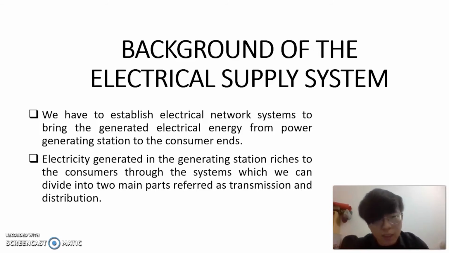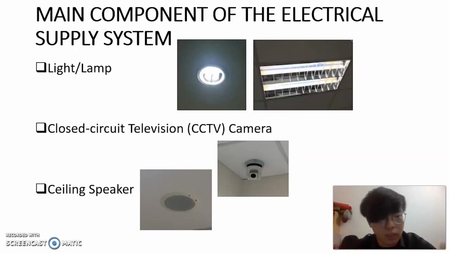Next, I will explain the main components of the electrical supply system. There are four components: light, lamp, closed circuit television camera, and the ceiling speaker.